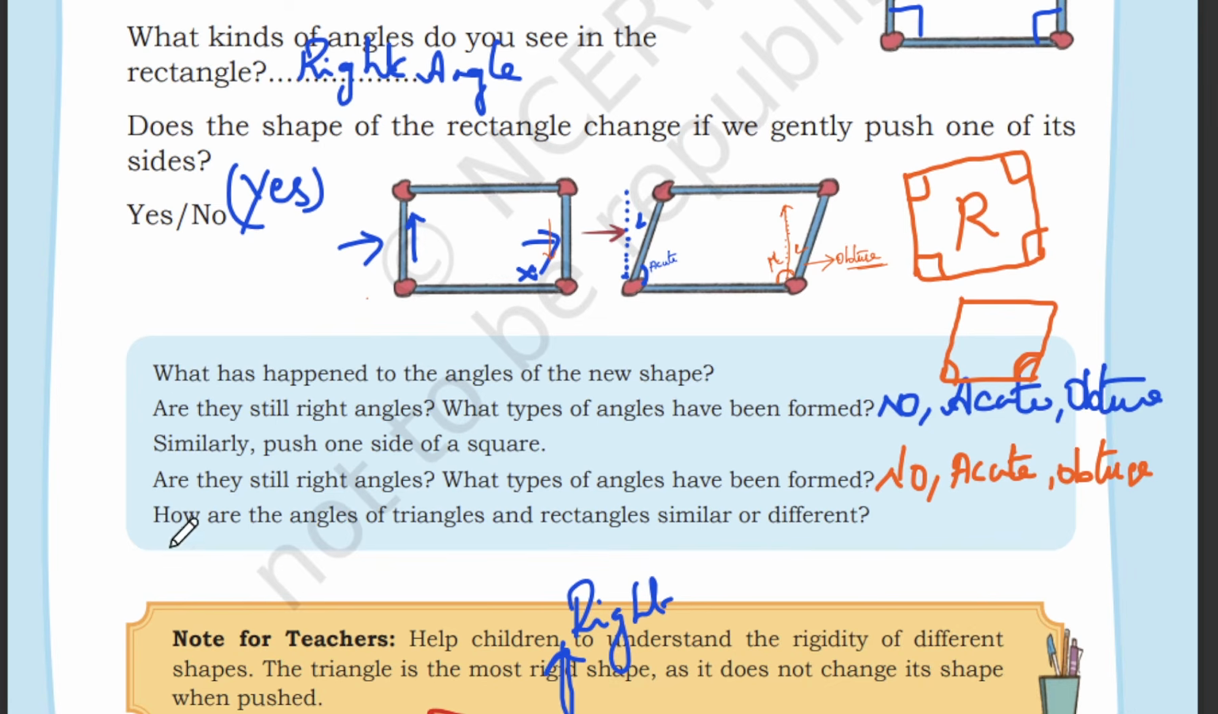Okay. Next one, how are the angles of triangles and rectangles similar or different? The angles of rectangles are straight lines. So it is a right angle. Now the angle of a triangle. Here we have a different angle, and here we have an acute angle, and here a different angle.